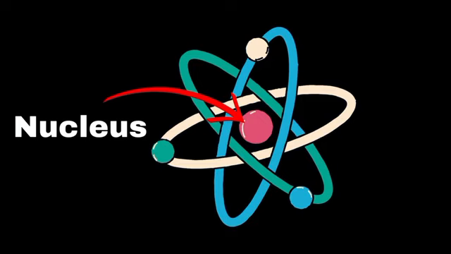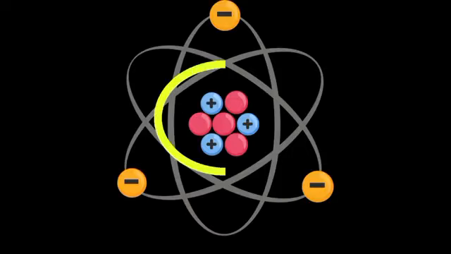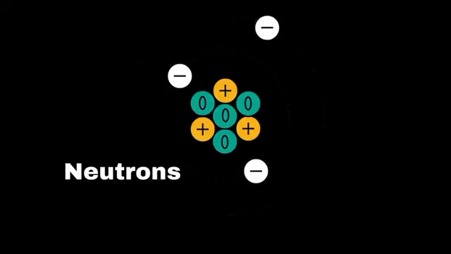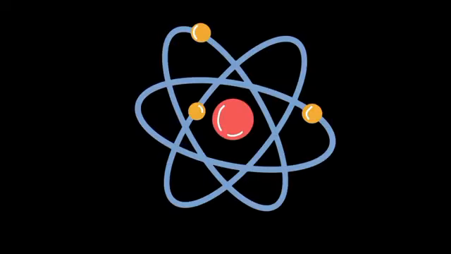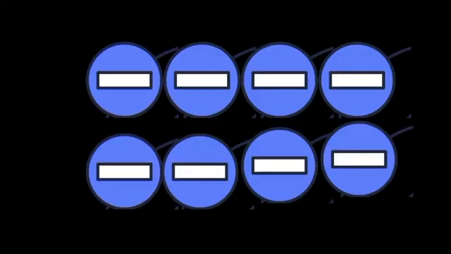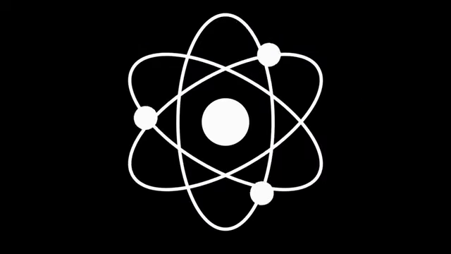At the center of the atom is the nucleus, which contains protons, positively charged particles, and neutrons, neutral particles with no charge. The nucleus is surrounded by electrons, which are negatively charged and move around in orbits or energy levels.